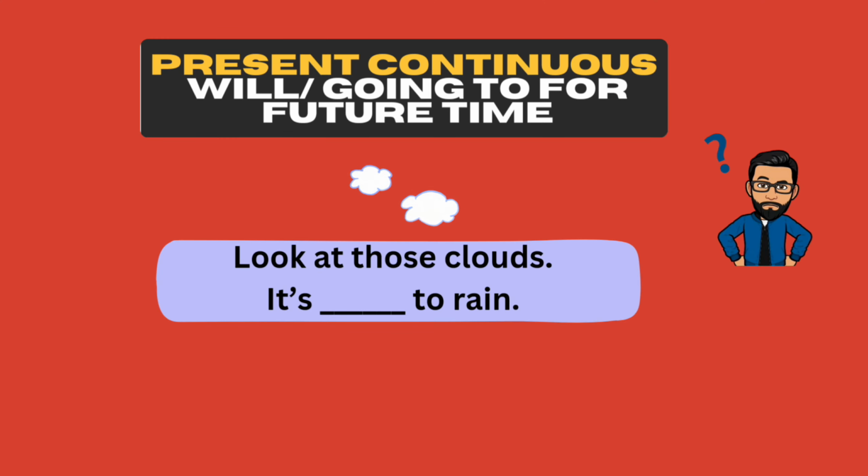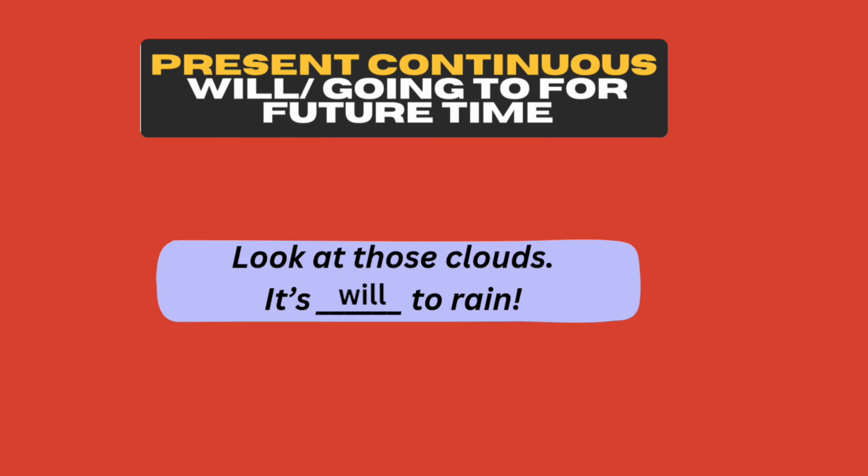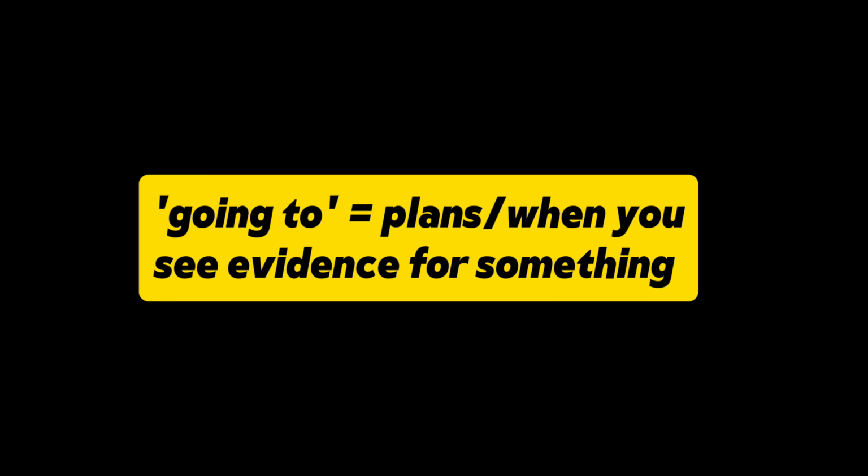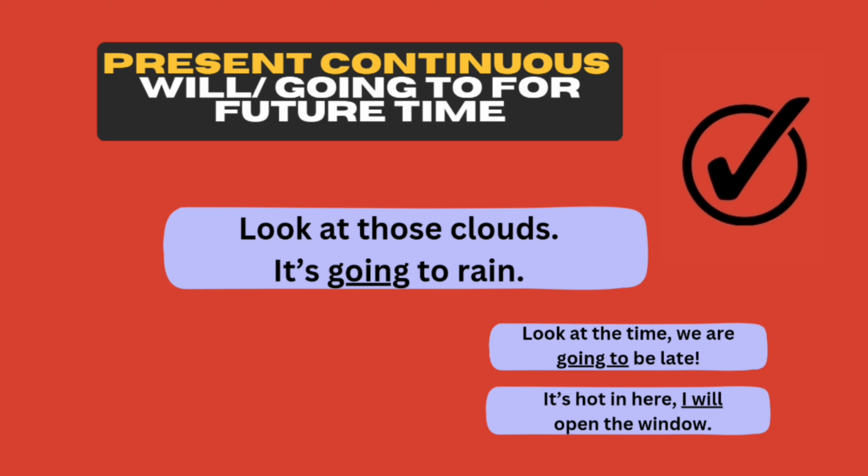What will you add in the gap here? Look at those clouds. It's to rain. A few of my learners put will. Pay attention to the words before and after the gap. You can't use will after it's or before to. The correct answer is, look at those clouds, it's going to rain. We use going to for plans and when we see evidence for something. For example, look at the time. We are going to be late.